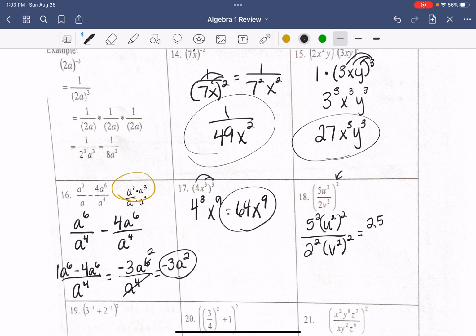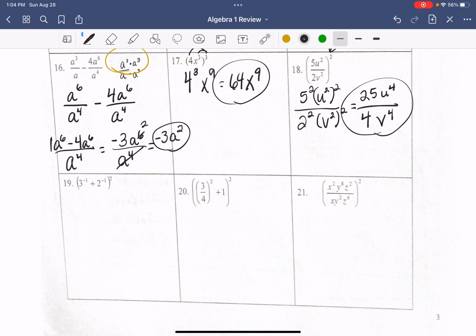5 squared is 25. U squared to the second power is going to be u to the 4th power. Then 2 squared is 4. V squared to the second power is v to the 4th power. And you can't simplify anything in this, so that's your answer.